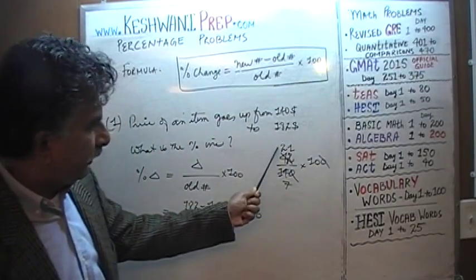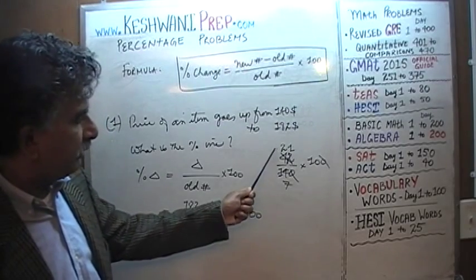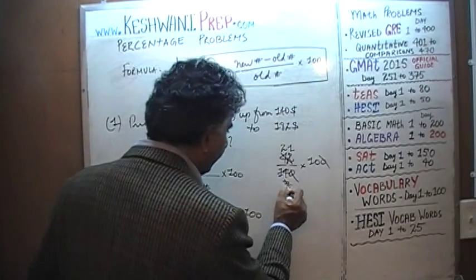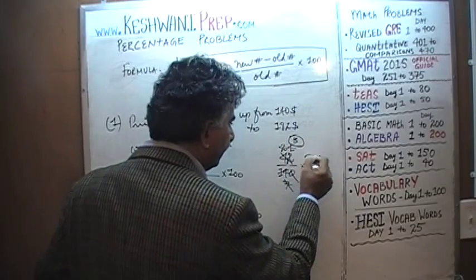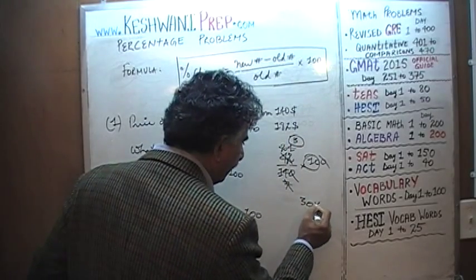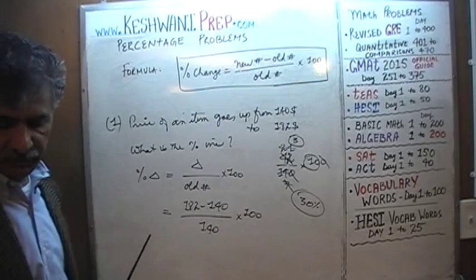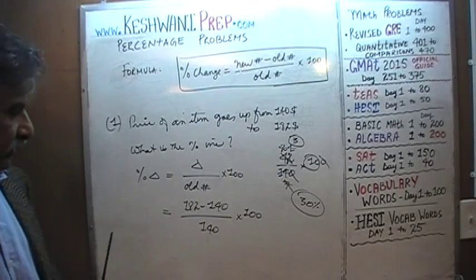Again, we see 7, we see 21. Are you able to see the 7 and 21? 21 is a multiple of 7. It goes 3 times. So it's 3 times 10. The answer is it has changed by 30%. It has gone up by 30%.